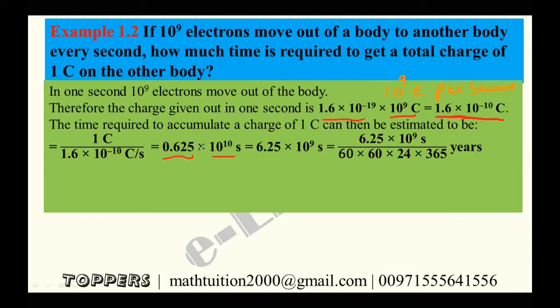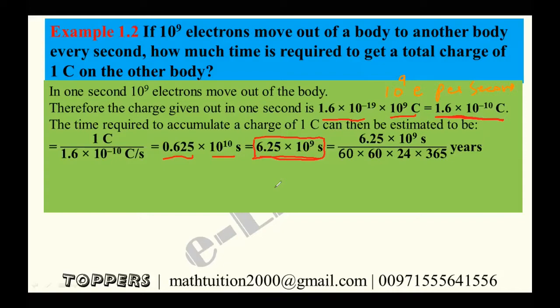So let us make the standard form by taking the decimal to the right. So you'll get 6.25 into 10 raised to 8 seconds. This is the total time. 6.25 into 10 raised to 8 seconds is a big value. So to get a clear idea, let us convert these seconds into years.